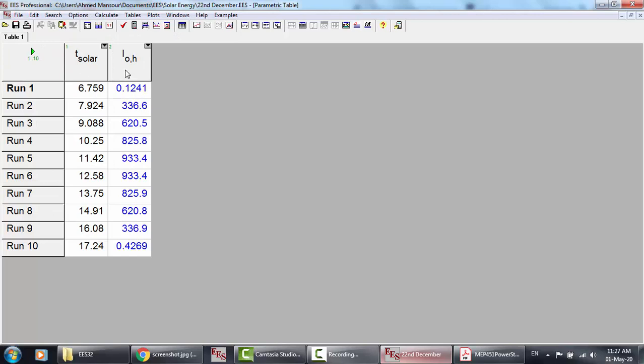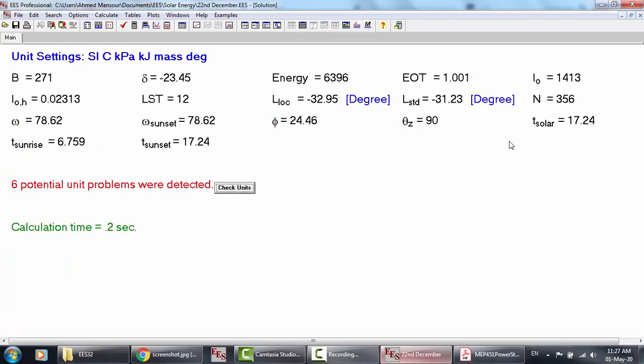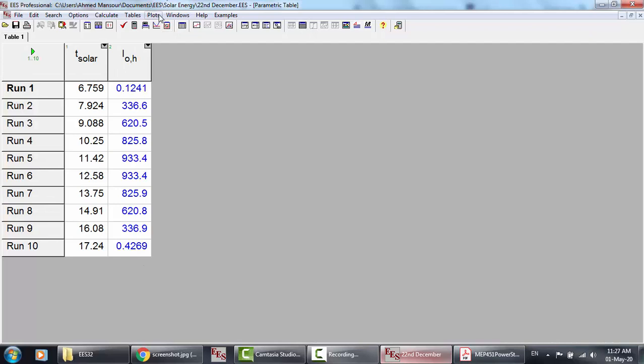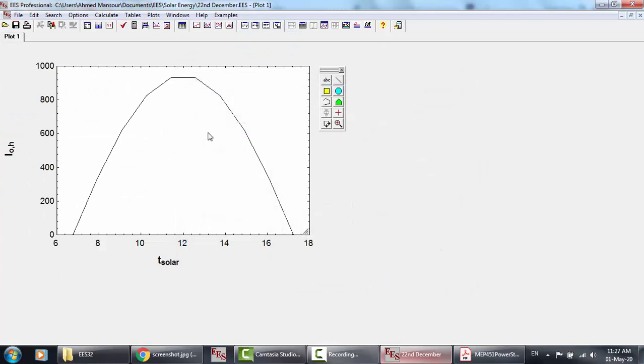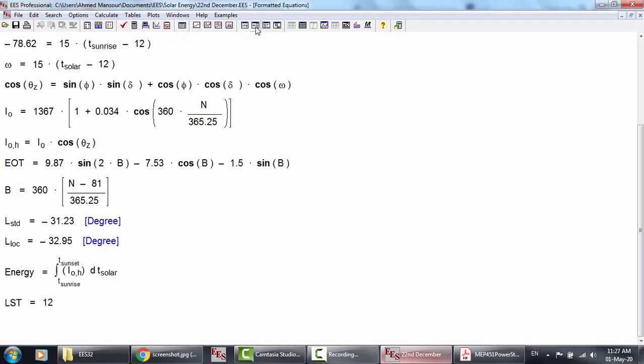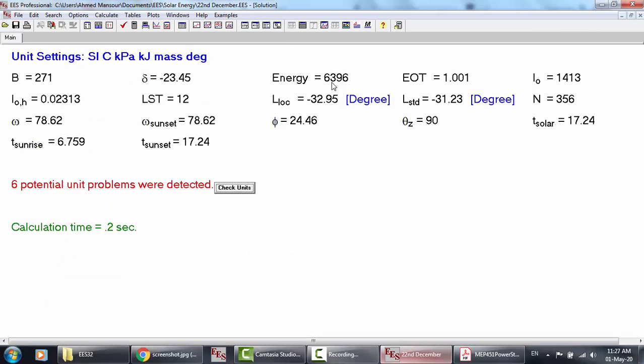So I've just plotted T solar with IOH from sunrise to sunset on that specific day. We have here T sunset and T sunrise. I just solved the equations, so let's make the plot. So this is the plot. The area under this curve exactly equals the energy here, 6396 watt hour per square meter.